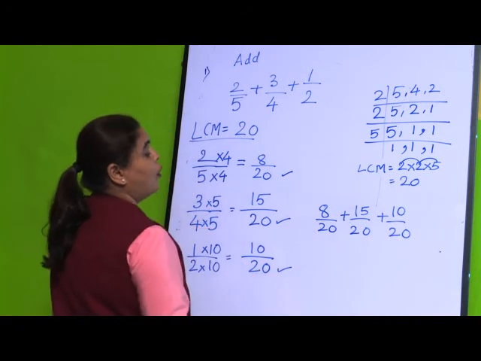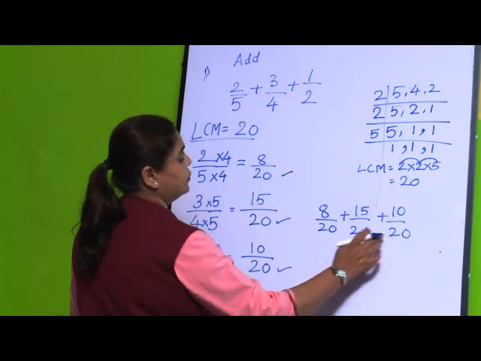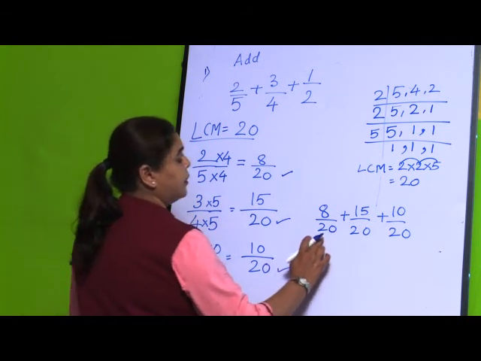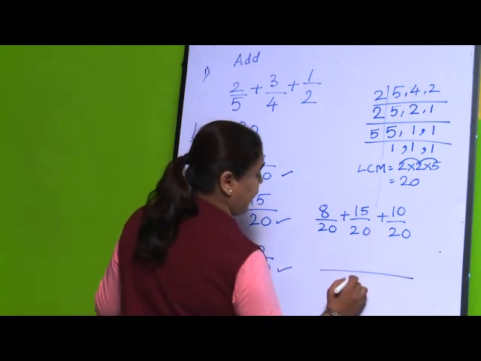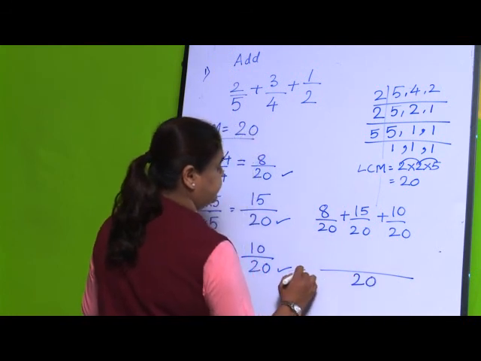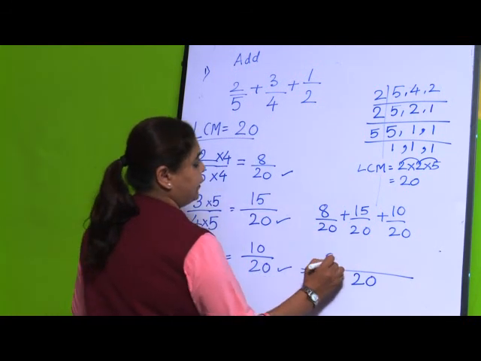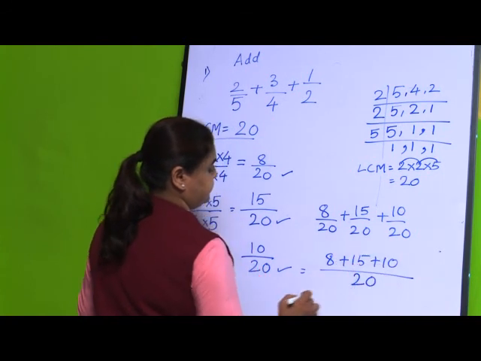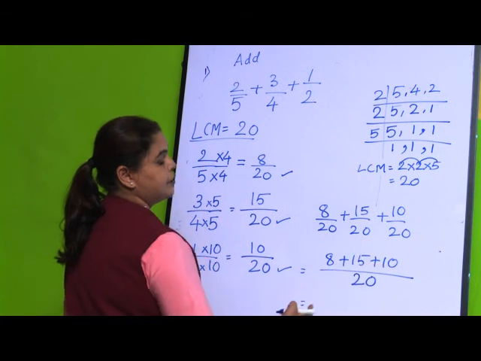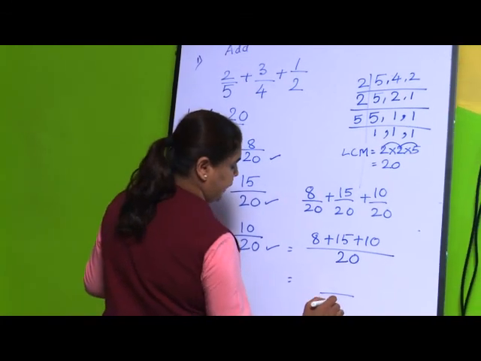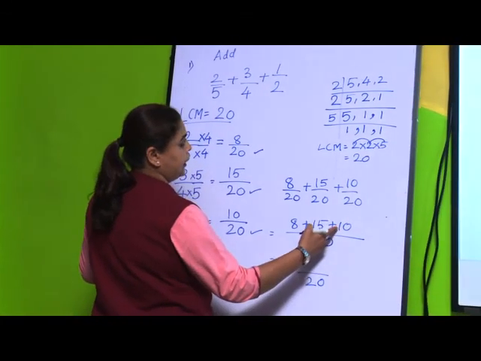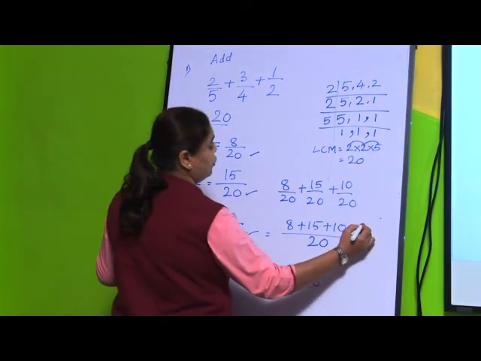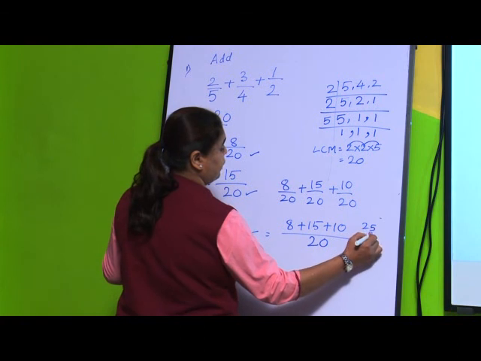If you have a subtraction operation, you can do the subtraction. Here all the denominators have the same number, that is 20, so we can take it as a common denominator. So we can write 8 plus 15 plus 10. You know the addition of this? I will write 20 first in the denominator. 10 plus 15 is 25. If you don't know, you can write it in this way also.